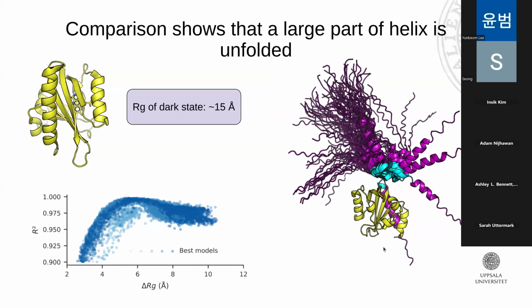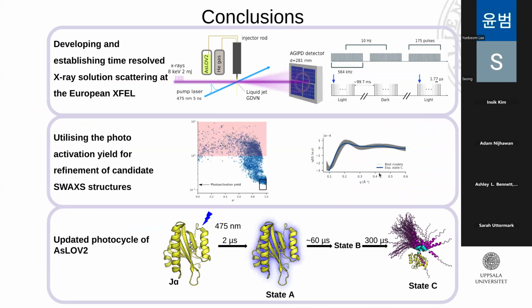So what we actually got out of this experiment in the end is, first of all, the development and establishing of how to perform this type of experiment at the European XFEL, using the megahertz repetition rate to get a time series. We did some modeling using AlphaFold and also incorporating the photoactivation yield into our modeling to get even more accurate models to represent what's happening in the solution. And then something I didn't talk about, but that Patrick mentioned, was the photocycle of the LOV2 domain and how we found the intermediate state and could see that after 300 microseconds, the helix is almost unfolded.